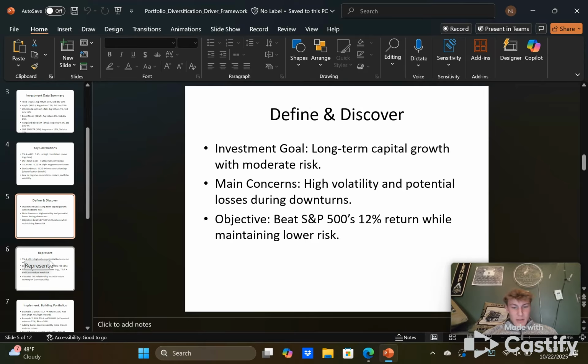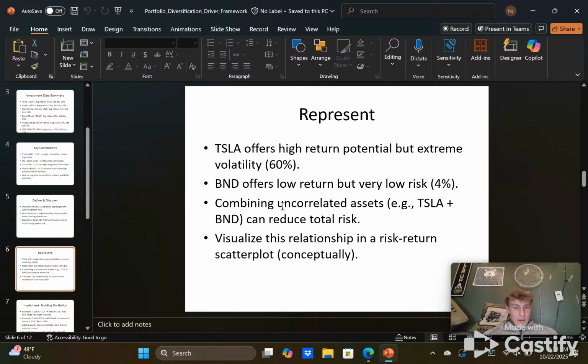We've already stated our objective: beat the S&P's 12% return while maintaining low risk. So, Tesla offers a high return but is extremely volatile, I have noted. Our bond offers a low return but insanely low risk, so it's just a very safe bet. You're going to get a 3% return with almost zero risk.